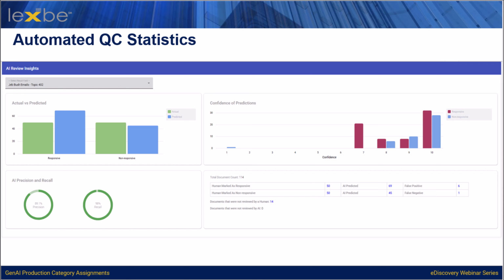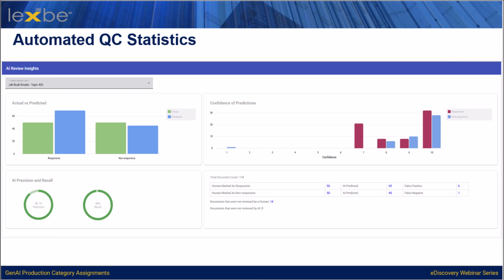This final slide shows automated QC statistics. These formal QC metrics demonstrate how GenAI outputs can be evaluated using familiar precision and recall concepts when formal quality control validation is required. In other matters, the same information can guide targeted human attorney review and sampling.